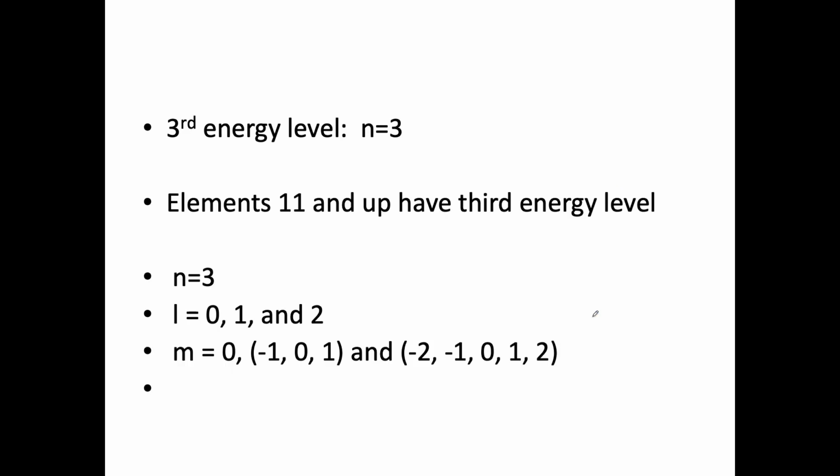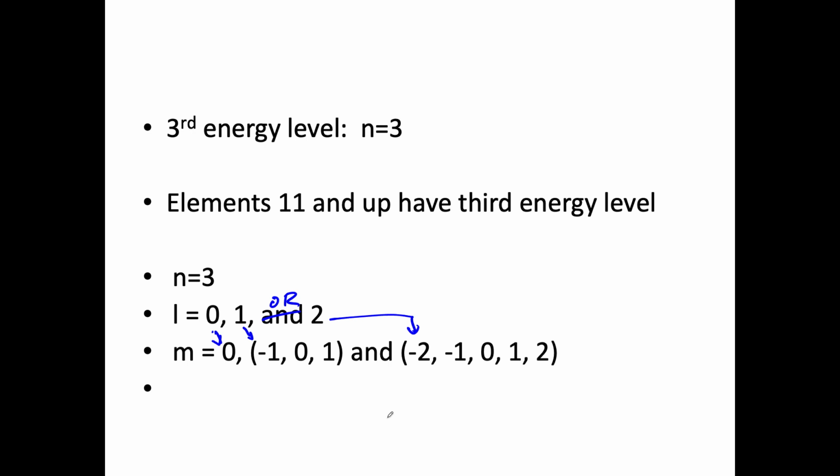Now we have the 3rd energy level. So elements 11 and up have the 3rd energy level. L can be either 0, 1, or 2. And depends on what L is for M. This 0 can only be 0, 1 could be these 3, or 2 can be these 5. So here's 2, 6, and 10 for the maximum number of electrons.